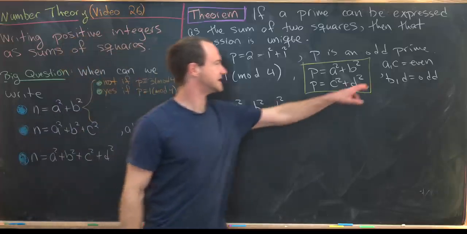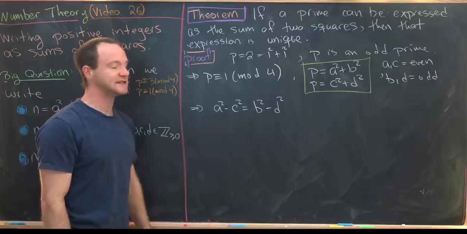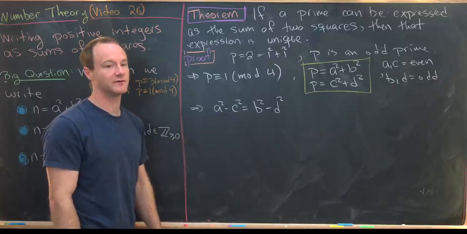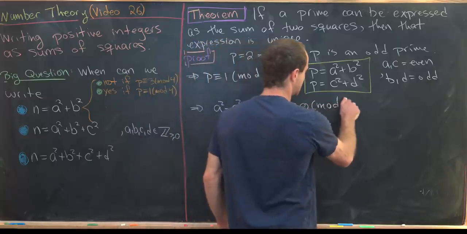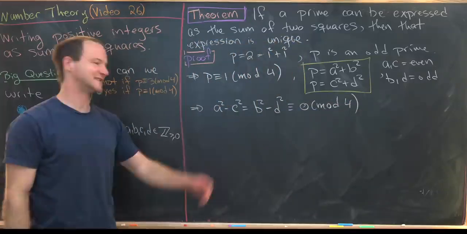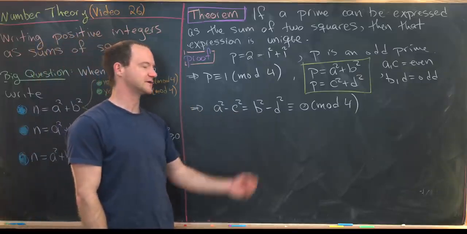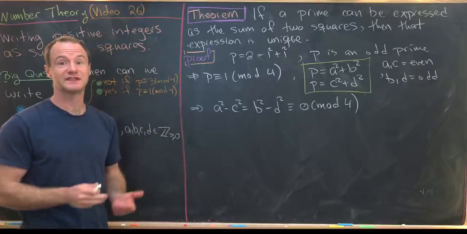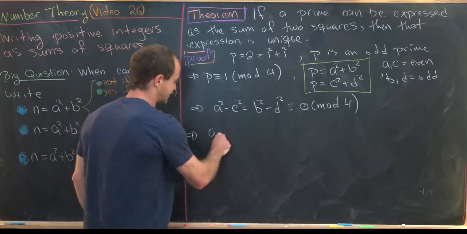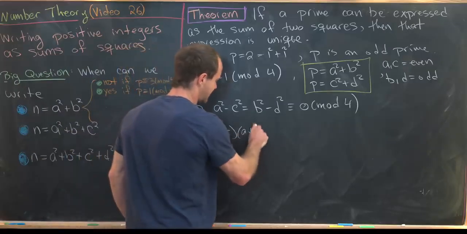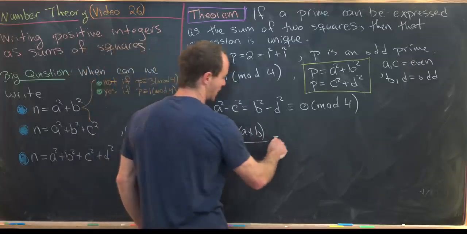Another thing we can note is that a and c are both even, which means a squared and c squared are both multiples of 4. So both sides of this equation are multiples of 4. In other words, it's 0 mod 4. But that also means that we can divide both sides of this equation by 4, and we're still within the natural numbers. So let's do that. That tells us we have a minus c times a plus b over 4. I'll go ahead and factor this as a difference of squares while we're at it.